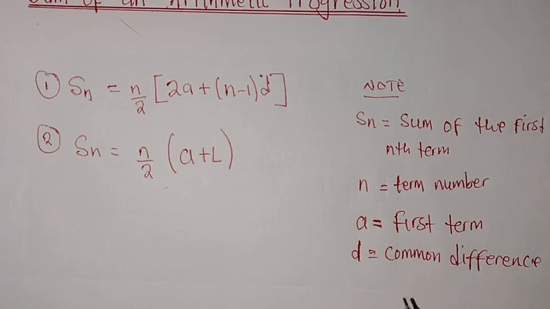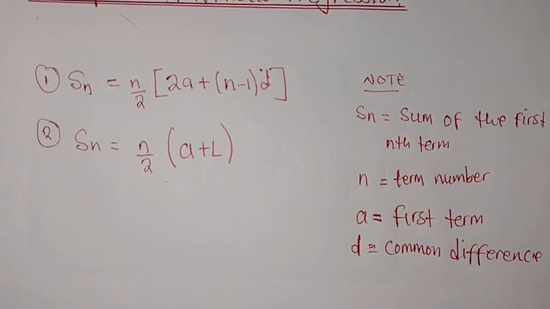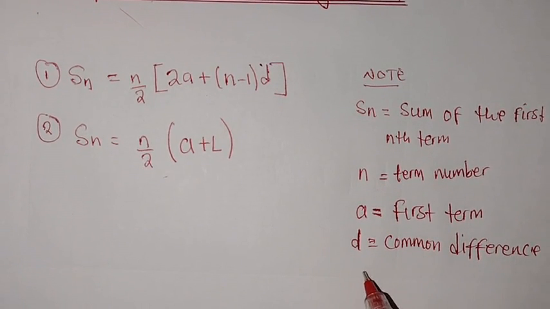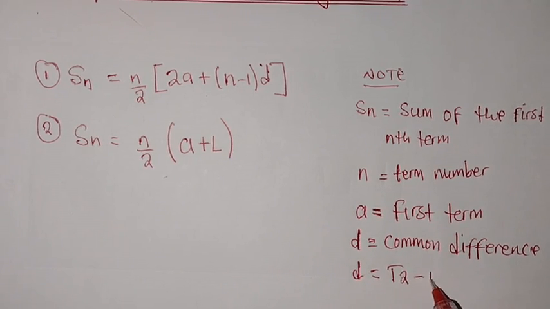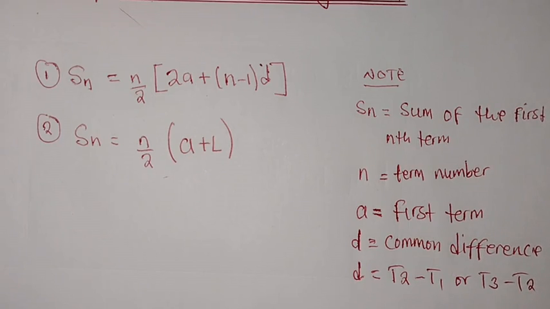To find the common difference in an AP, we normally just subtract: the common difference is equal to the second term minus the first term, or the third term minus the second term. Either you use this or this, it will give you the same value. So let's see the examples.